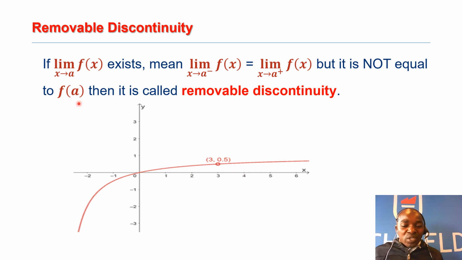So when these two values are not equal to each other, then you can say we have got a removable discontinuity. For example, in this graph, if you check the graph of our curve, we've got a removable discontinuity at x is equal to 3. This removable discontinuity is indicated by a small circle on our curve.